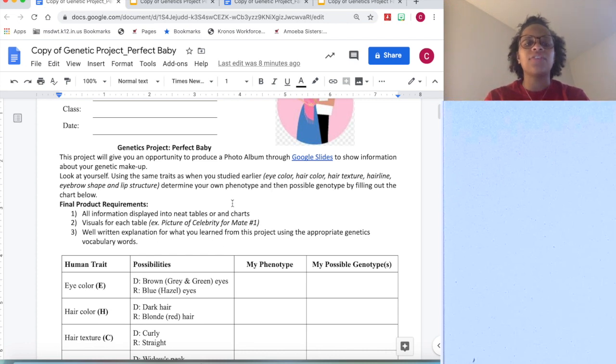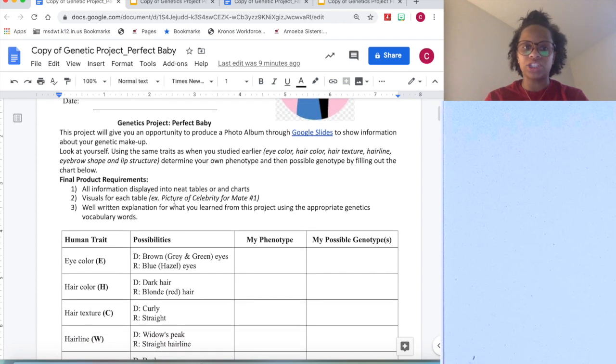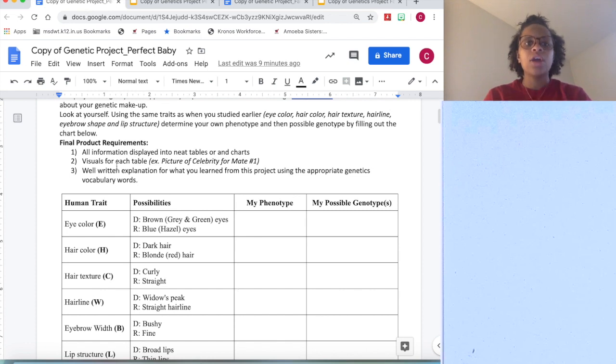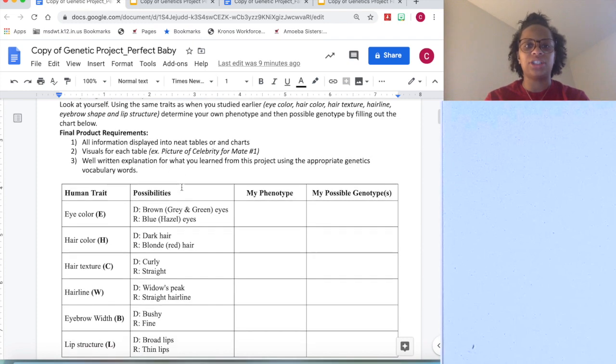All right, so we're going to fill out the chart. Our final product requirements: all information displayed in neat tables or charts. That means we need to fill out this entire sheet. That's why you either do the baby or the family tree. You're going to have visuals for each table, various pictures. I'll show you that in the example, and then a little explanation.